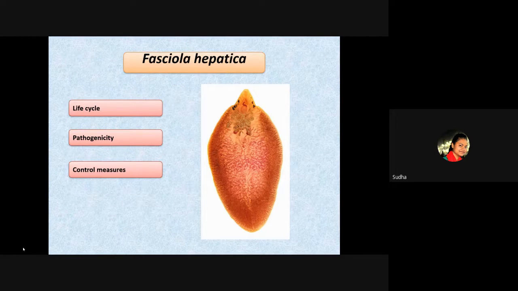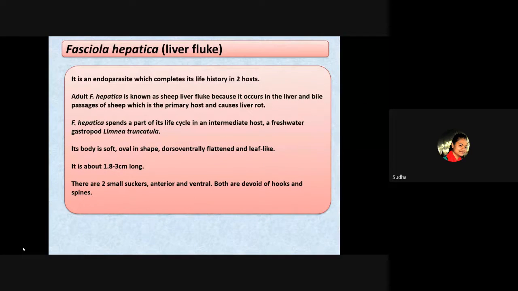Second is the Fasciola hepatica, which is also called the liver fluke. About this also I will be talking in brief. So first let us see what is the life cycle. Before that let us know about some of the characteristics of the liver fluke. So what is liver fluke?